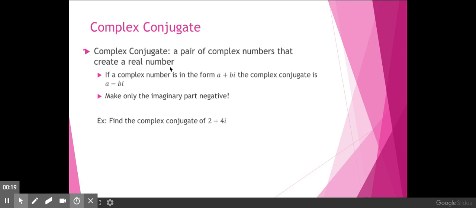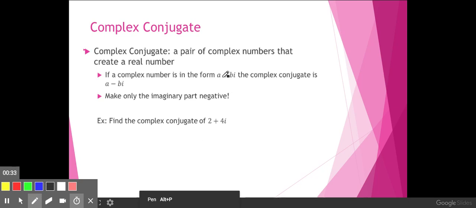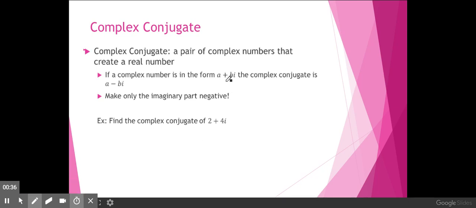So in order to find the complex conjugate, normally we are in the form a plus bi. The complex conjugate is a minus bi. So keep in mind a plus bi does not always have to be a plus sign. We can have a negative here because technically a plus a negative b, we still are in the form a plus bi. And then we would just switch it from negative b to plus b. So we only make the imaginary part negative.